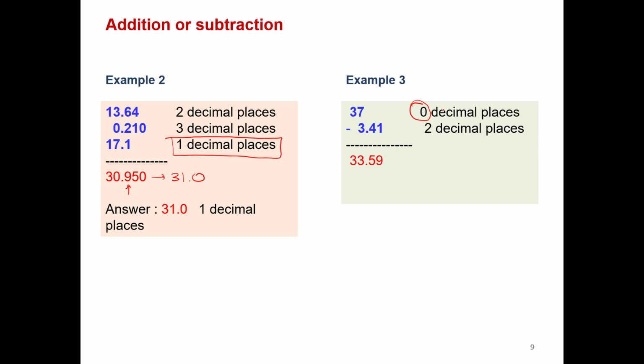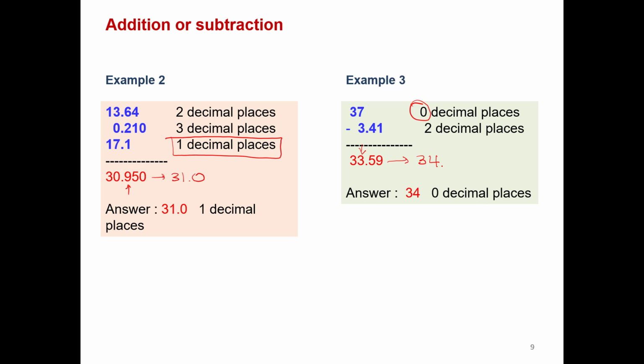And since we need 0 decimal places, we need to round this, yes. No decimal places. Then this digit is 5, which is 5 or greater, so we need to round up. Then the answer should be 34, yes. We need to add 1, and 3 plus 1 is 4, with no decimal places.